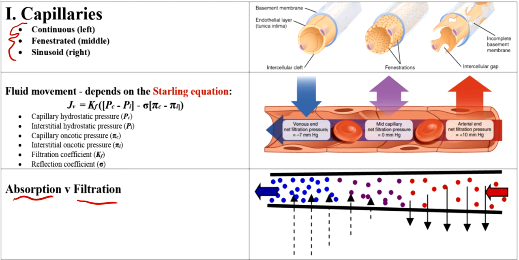But just to start off, this does come up every once in a while, these three types of capillaries: continuous, fenestrated, and sinusoid. So with continuous, right here, you can think of the blood-brain barrier where stuff doesn't get through very easily. Fenestrated, stuff does get through. I always think of the kidney, and then for the sinusoid, I think of the liver.